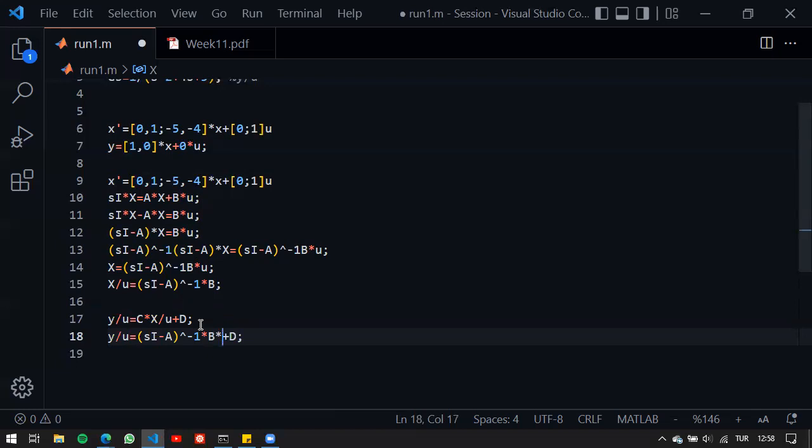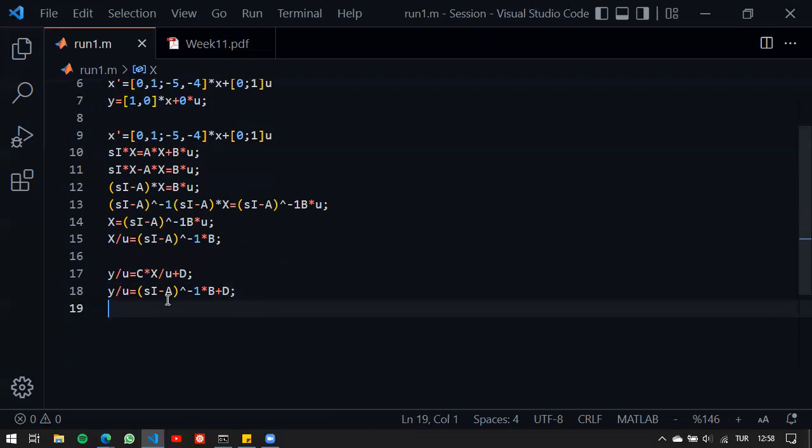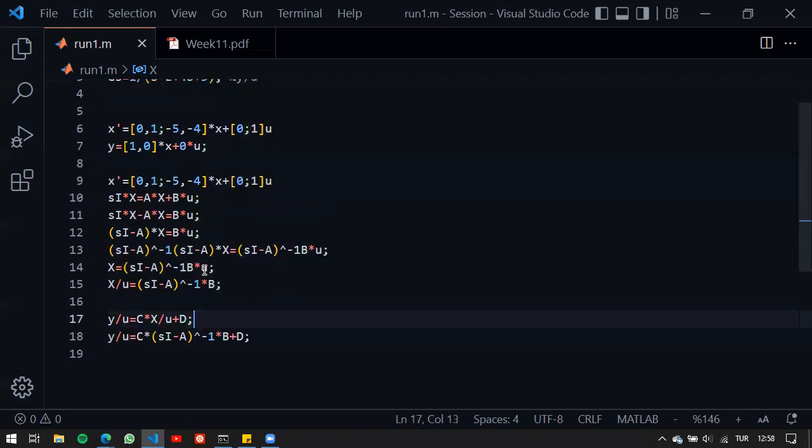Times nothing, basically. Well, I got rid of this part. Let me just put it there. So you can see that the relation between y and u, basically the transfer function, is stated as this one. So compute SI minus A, the inverse of that, pre-multiplied with C, post-multiplied with B, added to D. That's basically it. So if you take A, B, C, and D here, you should be able to calculate that.